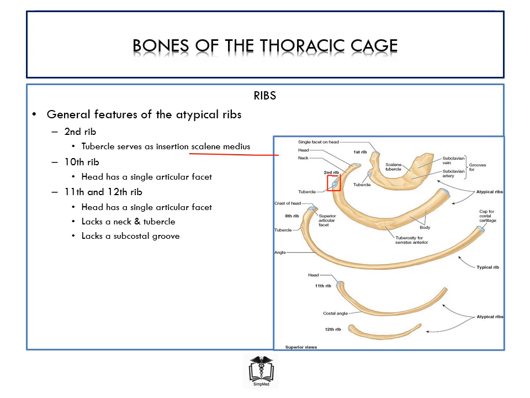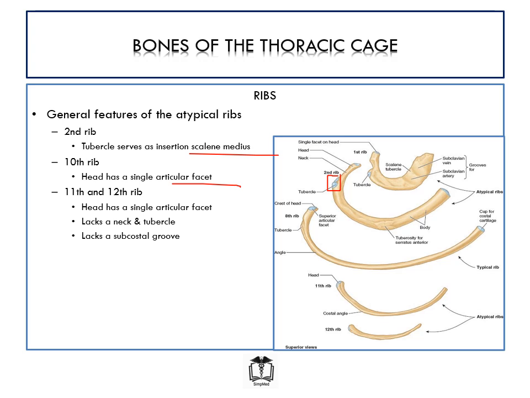The tenth rib has a head that has a singular articular facet, and that's what distinguishes it from the typical rib. So just like the first rib, having the head containing a single articular facet, the tenth rib also has a head that contains a single articular facet.